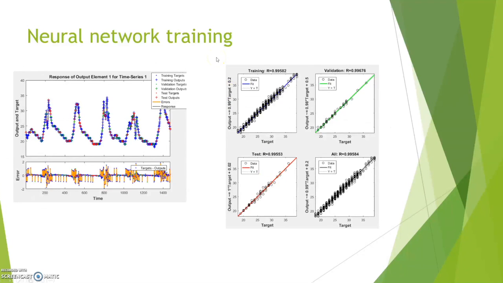So that training gave us this time series response. See that there isn't that much error. It has an amplitude of +2 and -2. And the regression lines, you see here that it's pretty much straight in all the plots. 0.9954 for the combined regression plots. That's almost 1.